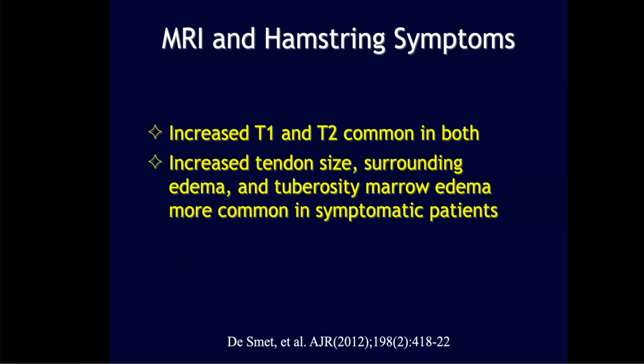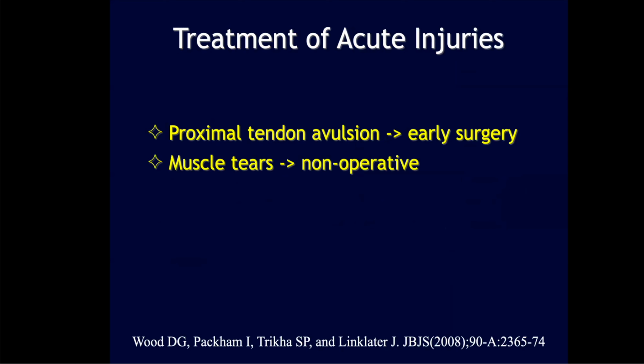So let's look at a few other things and a few cases. This was a paper from 2012 looking at signal changes in hamstring muscle injuries. And they found that the things that correlated with muscle tears on MR was an increase in the tendon size due to edema, surrounding edema, and also whether there's marrow involvement or not. If you have increase in size, if you have surrounding edema extending into the surrounding soft tissues and involvement of the marrow, that was a worse prognosis and increased risk for symptoms.